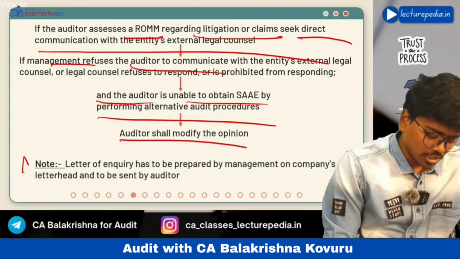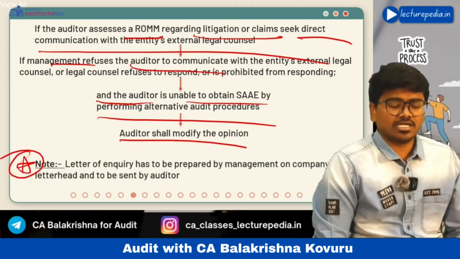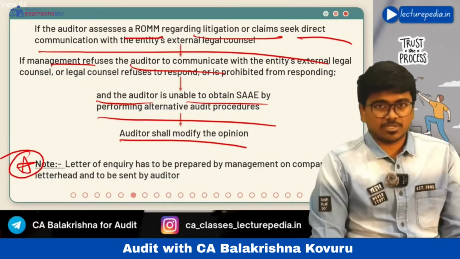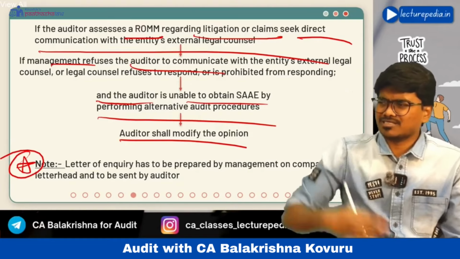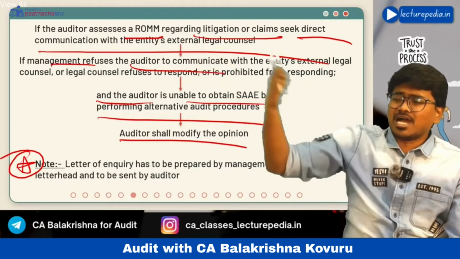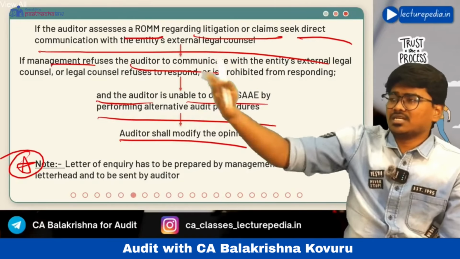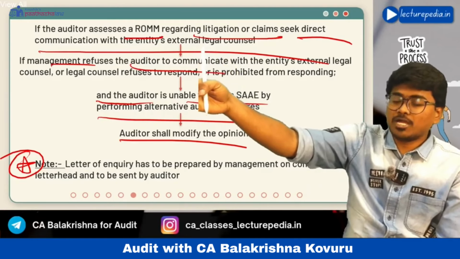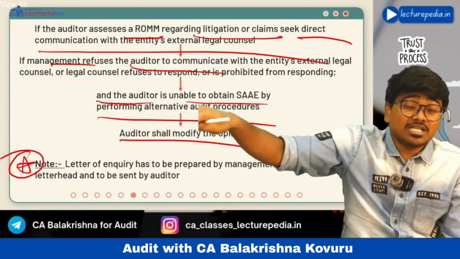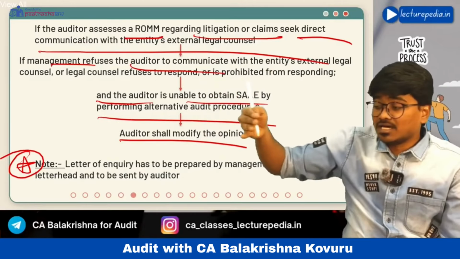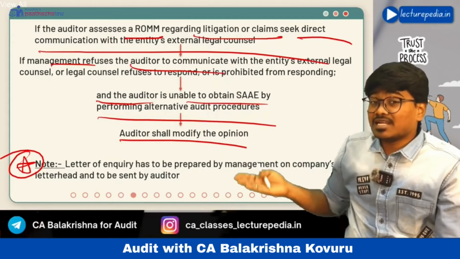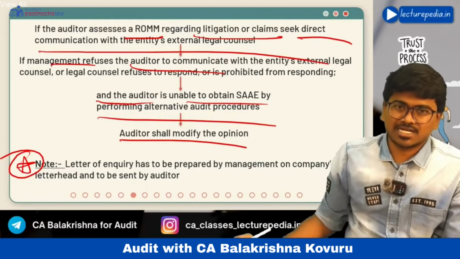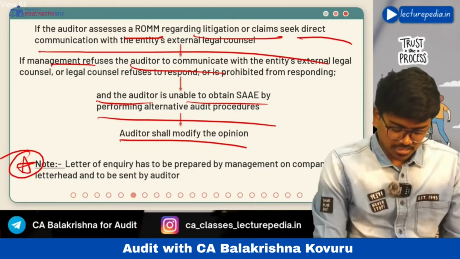And another important point, whenever you are communicating with external legal counsel, you have to send such a communication on the letterhead of the management. You should not use the letterhead of the auditor, because that legal counsel is unknown to you. Legal counsel doesn't know you. Legal counsel is hired or employed by management. So legal counsel will respond if the request is sent on the letterhead of the management instead of the letterhead of the auditor. Simple. So you have to use the letterhead of the management for communicating with legal counsel.